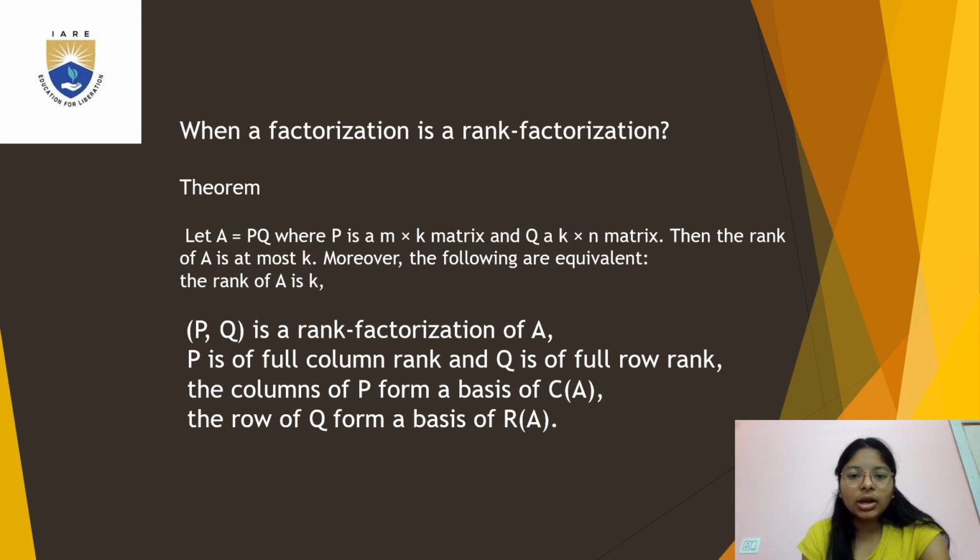Moreover, the following are equivalent. The rank of A is k. P, Q is a rank factorization of A, where P is of full column rank and Q is of full row rank. The columns of P form a basis of C(A). The rows of Q form a basis of R(A).